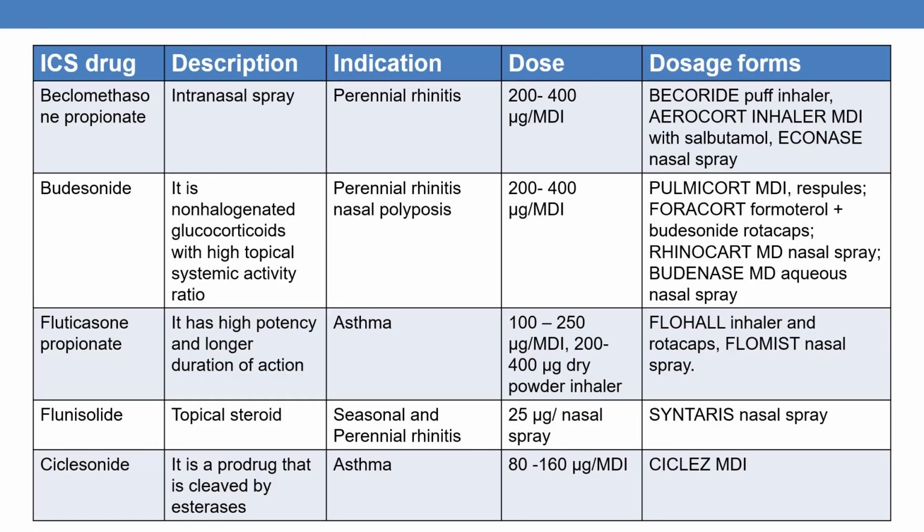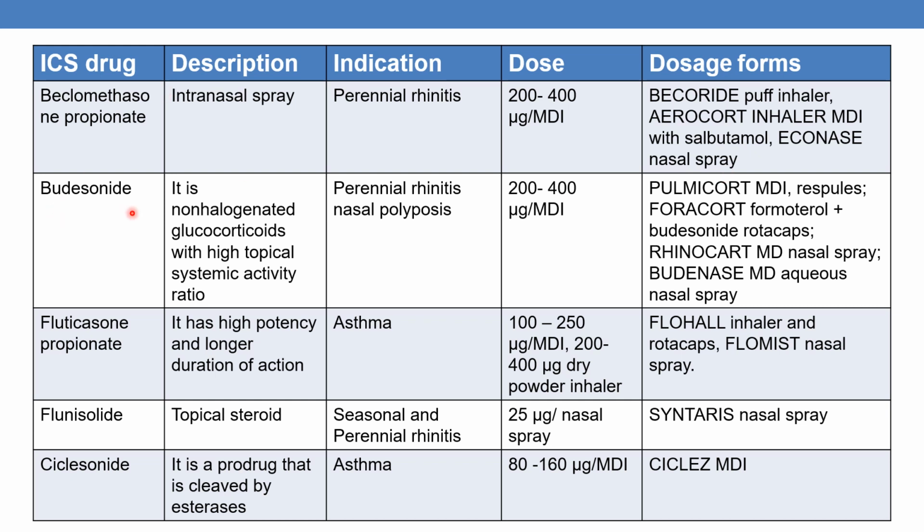Now let us discuss some of the drugs. The first one is beclomethasone dipropionate. It is an intranasal spray. It is indicated for perennial rhinitis. The dose is 200 to 400 μg. Dosage forms or marketed preparations are Becorite puff inhaler and Aerocort inhaler, metered dose inhaler with salbutamol. Next is Econase nasal spray.